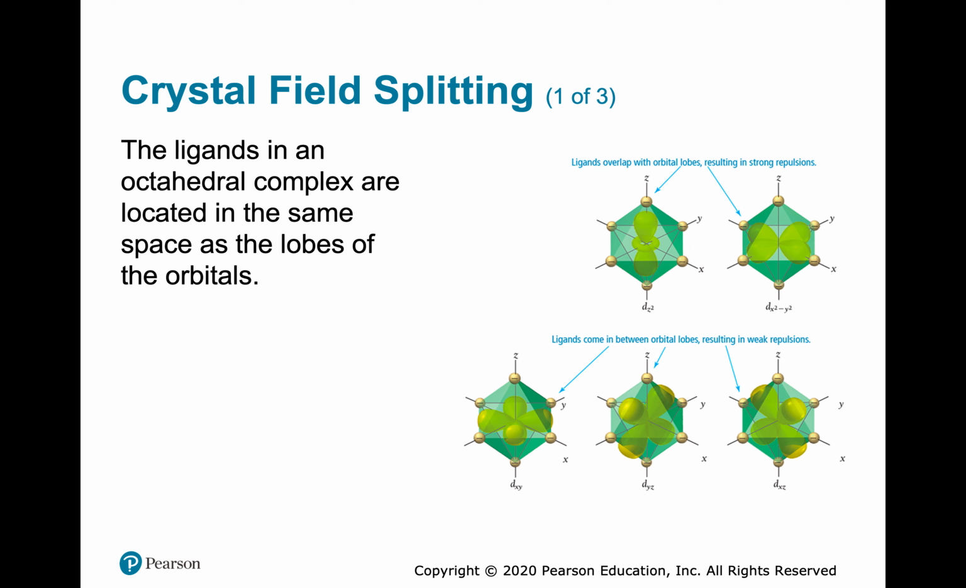So let's look at these pictures here. In this case it's an octahedral complex, and inside of that octahedron you have the d orbitals. And that means that the ligands around the octahedron are really going to affect the dz squared and the dx squared minus y squared orbitals, because those are along the x, y, and z axes.